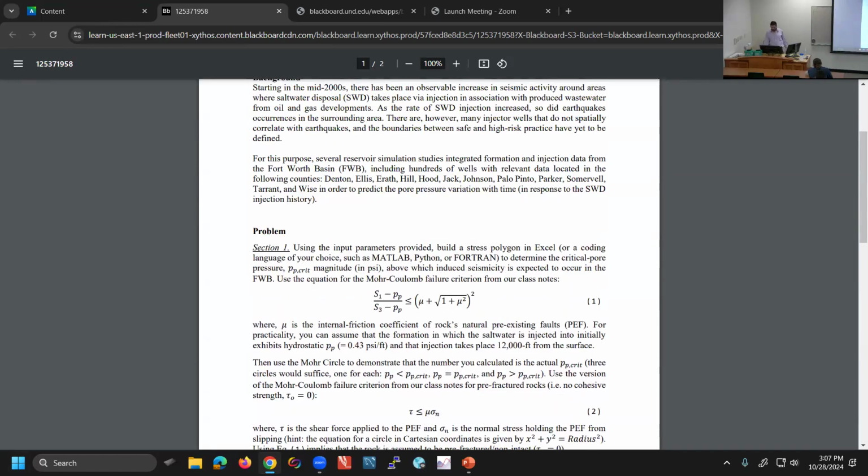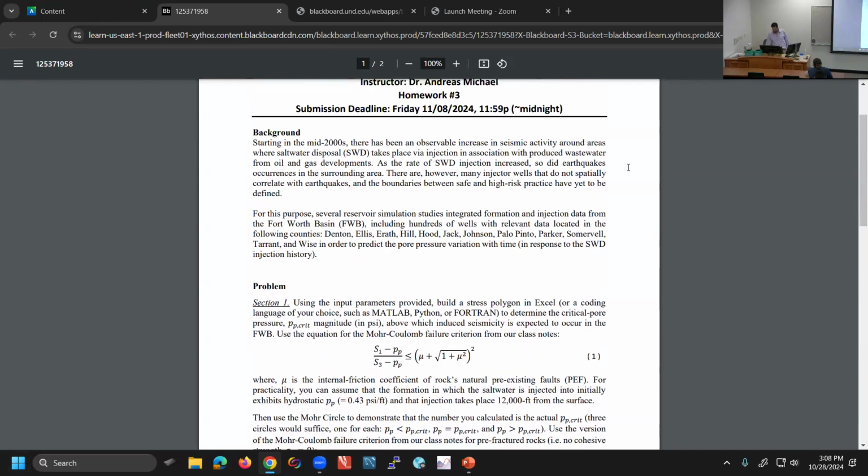So how many mistakes do I have to fix in this document? I have here, I shouldn't say earthquakes occurrences. I should say earthquake occurrences, not a double plural. That's one mistake. Then I have a double reference.